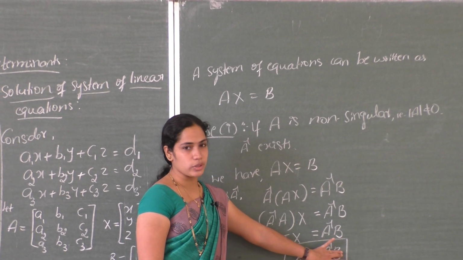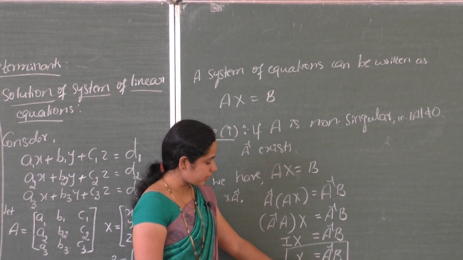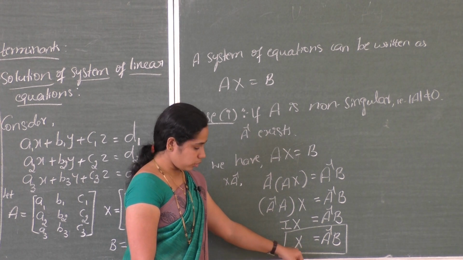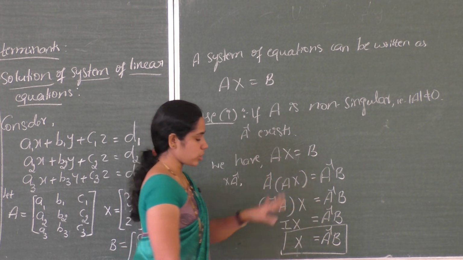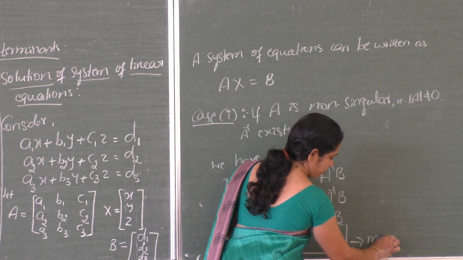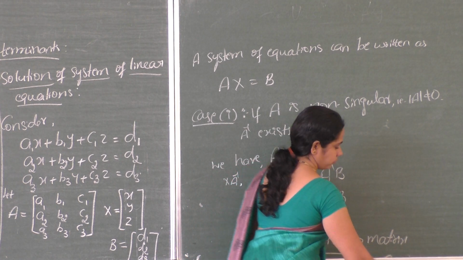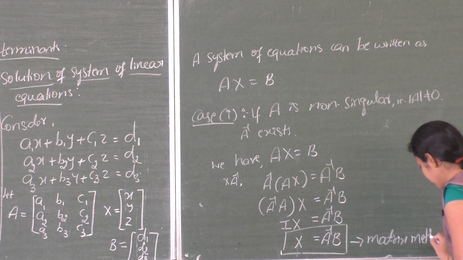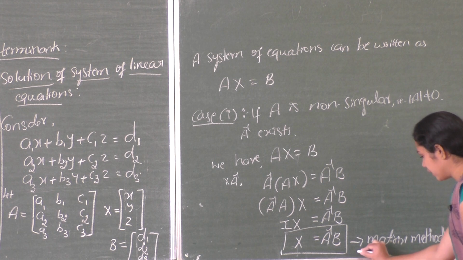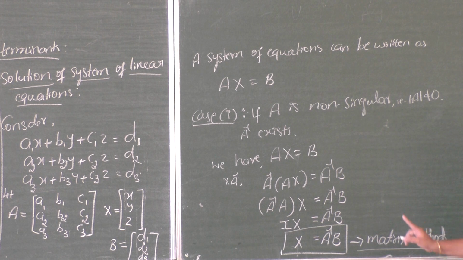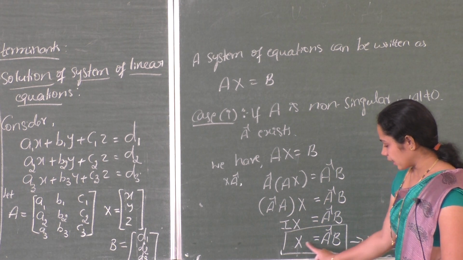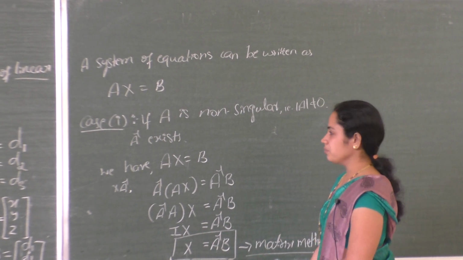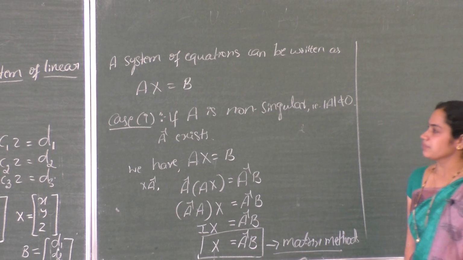Now this is the formula, X equal to A inverse into B. This method is known as matrix method. Here we can get the unique solution for X, Y and Z. Okay, here it will give unique solution. This method of solving is called as matrix method. The problems are very important here. Using matrix method, solve system of equations. X equal to A inverse into B, we need to remember this formula. This is the first case.